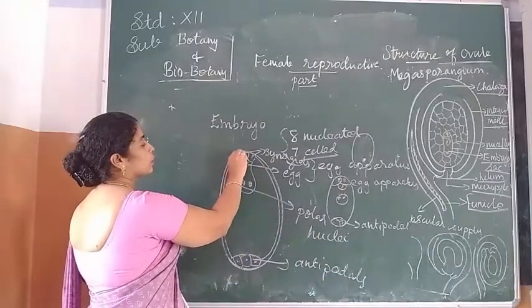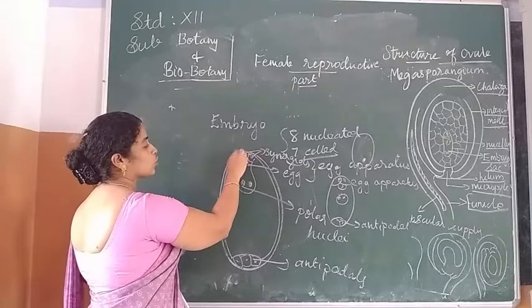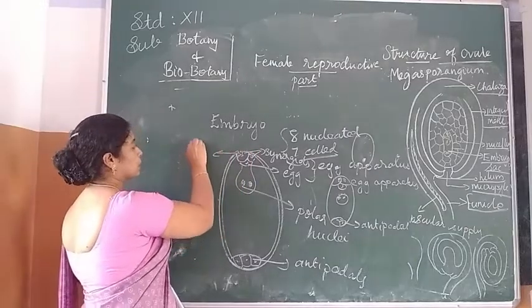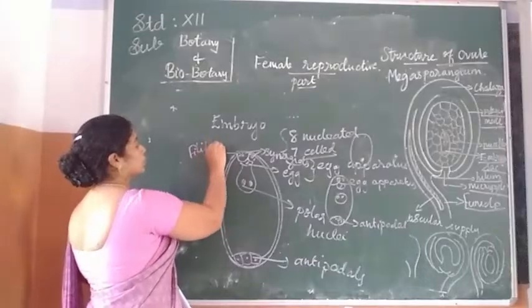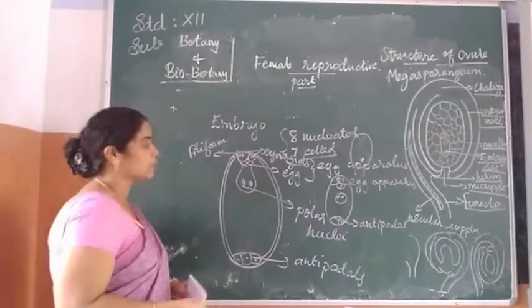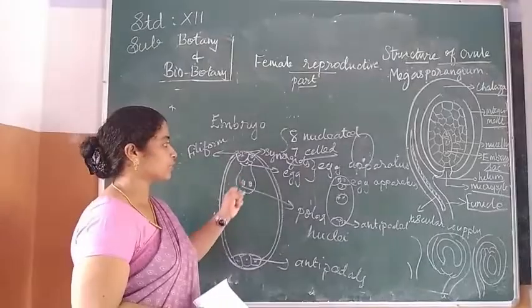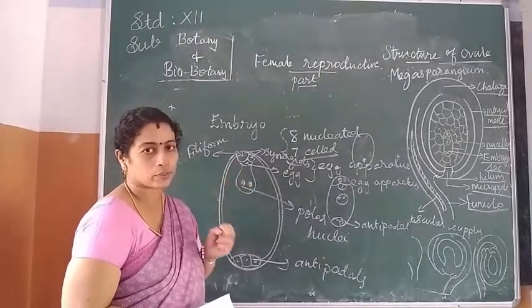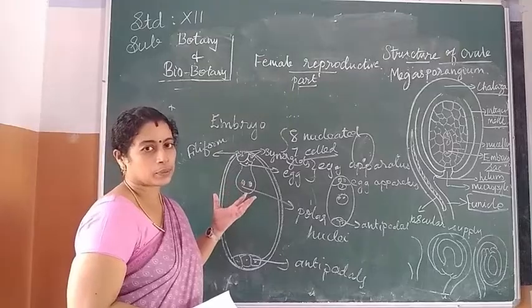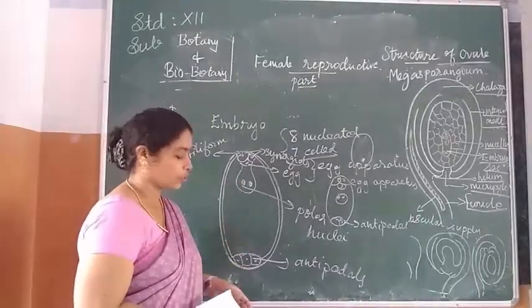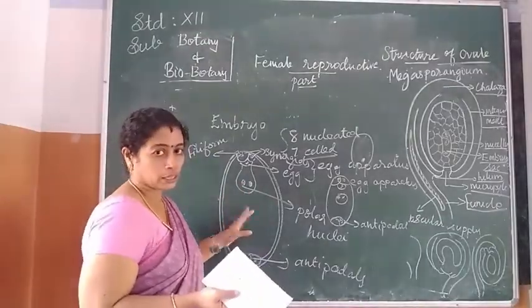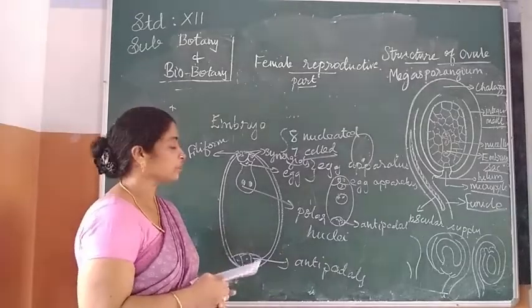There are some fibrous structures known as the filiform apparatus. The filiform structure helps the embryo sac to absorb nutrients from the nucellus. So this is about the structure of the embryo sac.